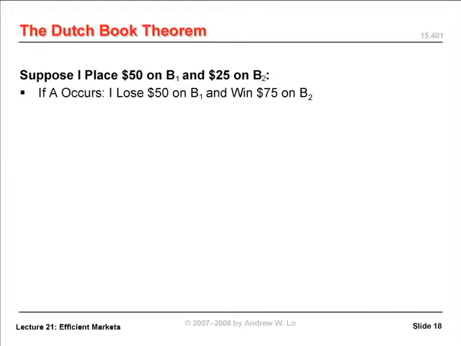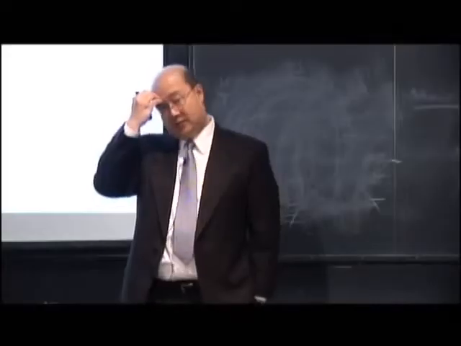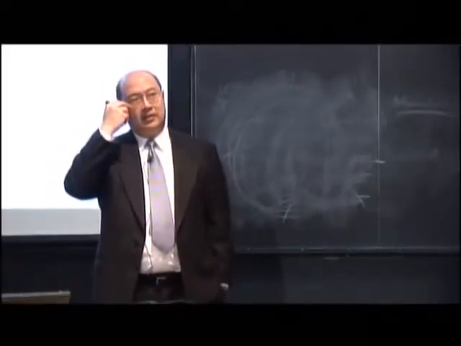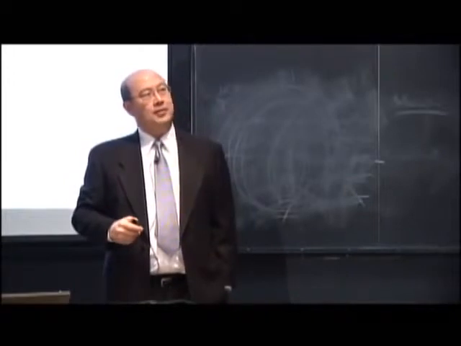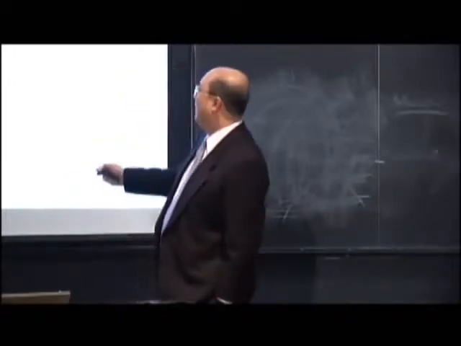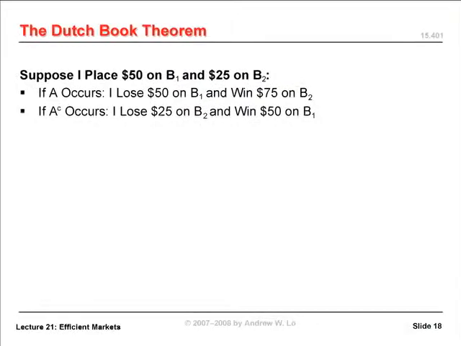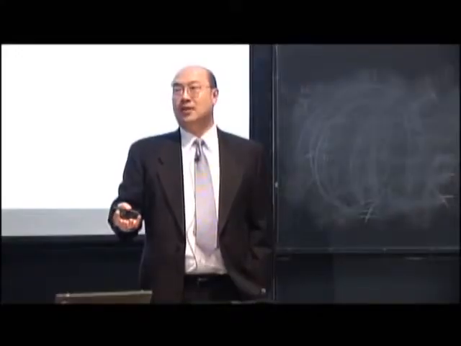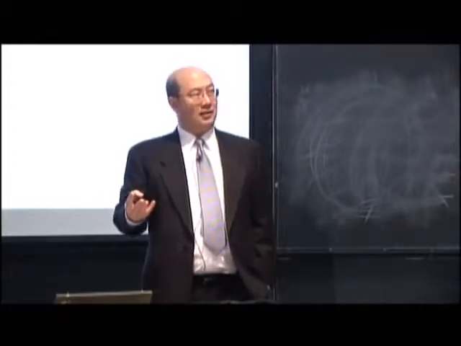So I win $75 on B2. So I make $25 profit if A occurs. If A doesn't occur, what happens? Well, if A doesn't occur, I lose my $25 on B2, but I make $50 on B1. I make $25 again. Heads I win, tails you lose. No matter what happens, I make $25. So I'm going to like this a lot.